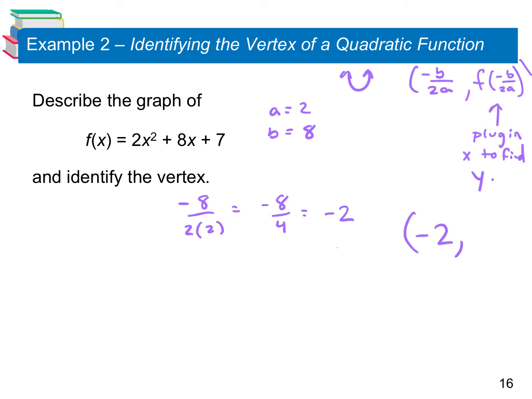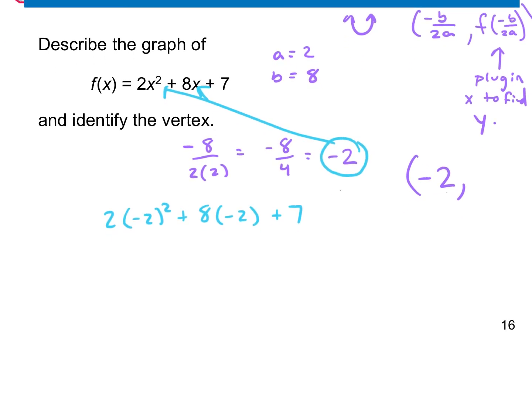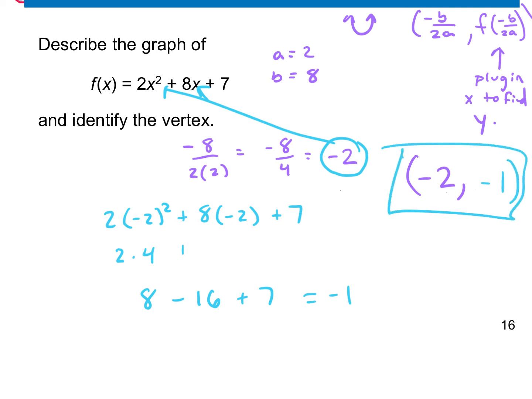How do I find my y? Plug it in. I'm going to take my negative 2 and plug it into all the x's in my equation. So I have 2 times negative 2 squared plus 8 times negative 2 plus 7. Negative 2 squared would be 4, so 2 times 4 is 8. Then it would be minus 16 plus 7, which is negative 1. So my vertex is negative 2 comma negative 1.